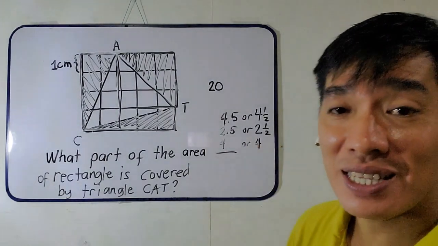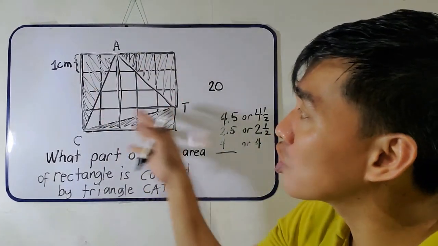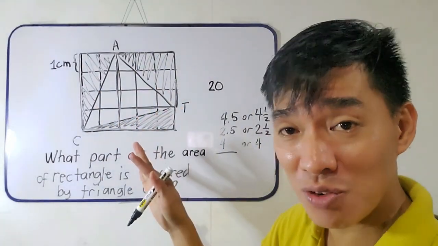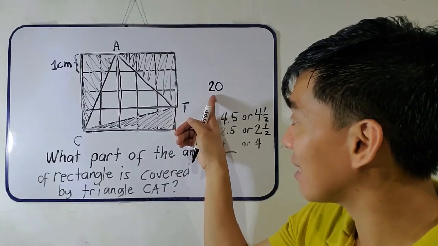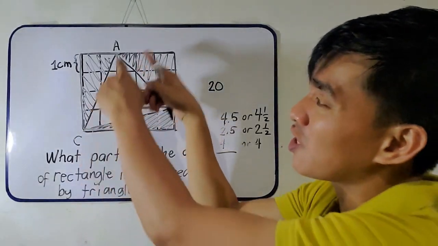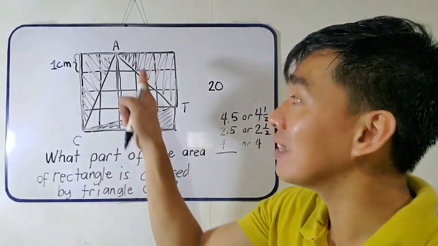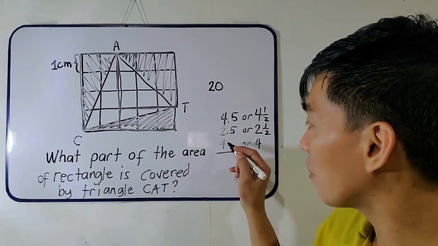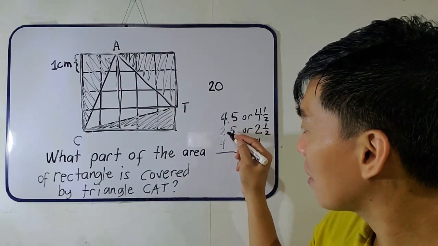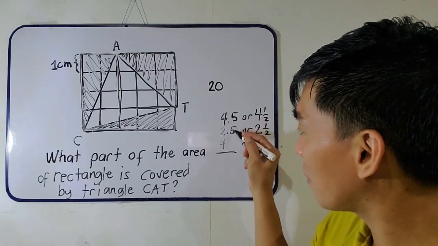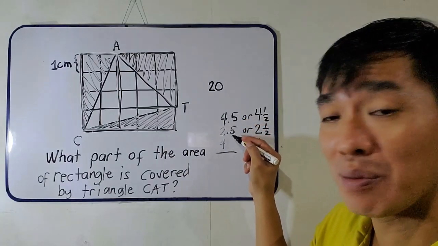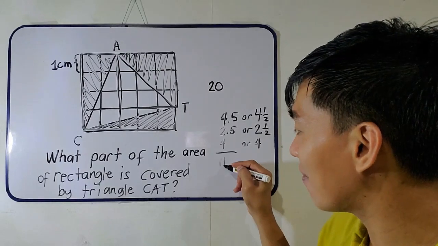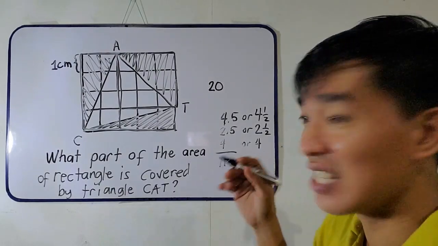So if you get the total of the region not covered by the triangle, and you subtract it from the 20, which is the area of the rectangle, that would be the area of the entire triangle. So 4 plus 4 plus 2, that's 10, plus 1 half and 1 half, or 0.5 and 0.5, that's 11.